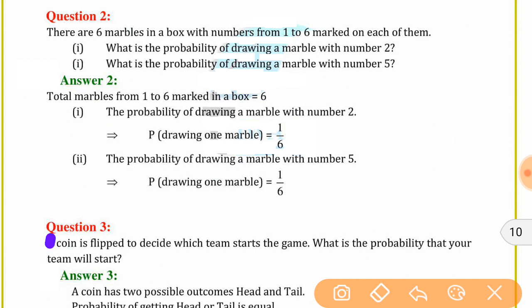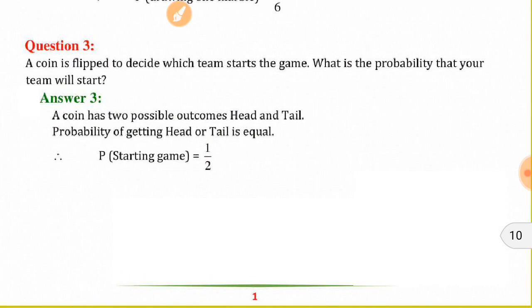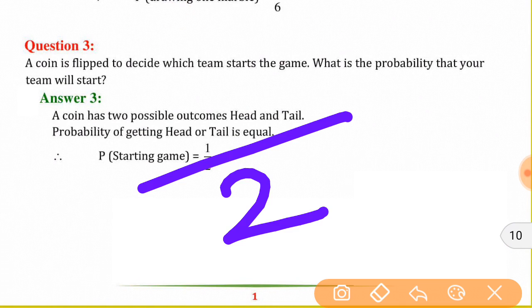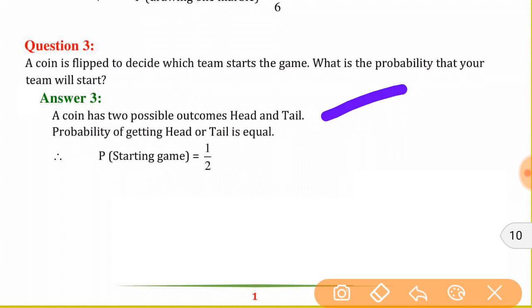Next, third question. A coin is flipped to decide which team starts the game. What is the probability that your team will start? Only 2 teams are there, so the total number of teams is 2. With only one coin, it may come head or tail. Only one possibility comes. So it is 1 by 2, half. A coin has 2 possible outcomes, head and tail. The probability of getting head or tail is equal, that is 1 by 2.